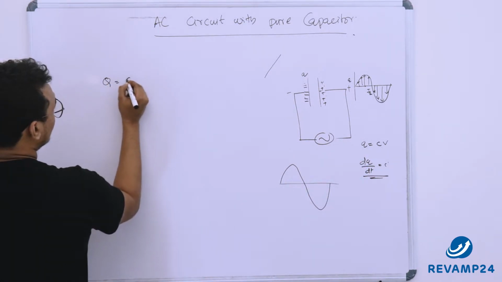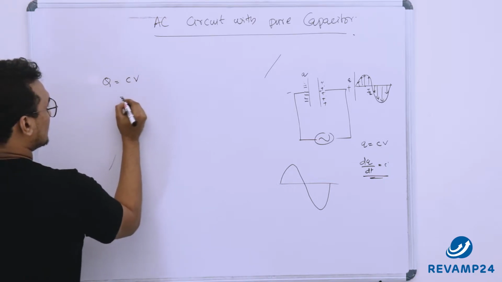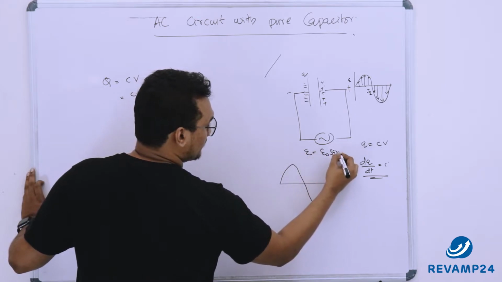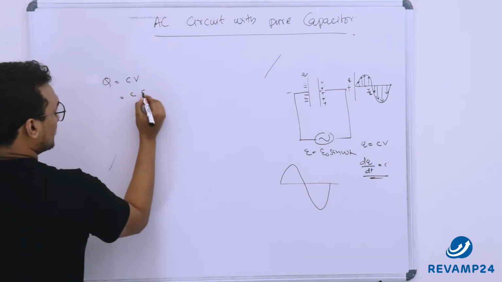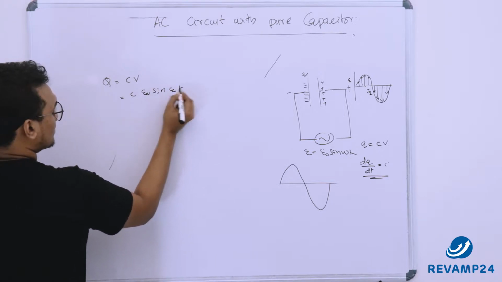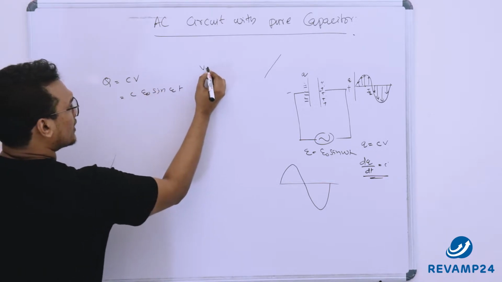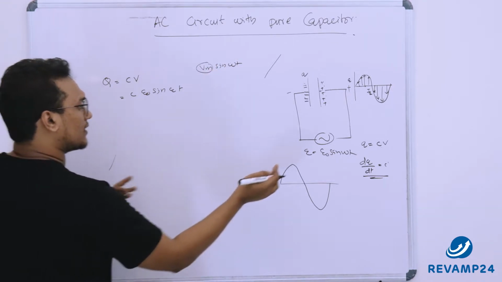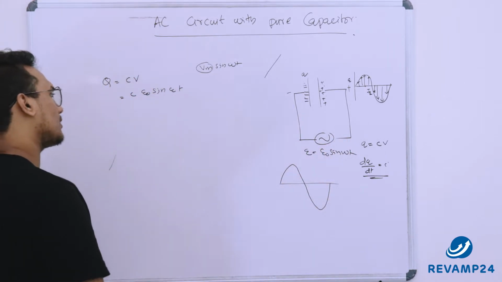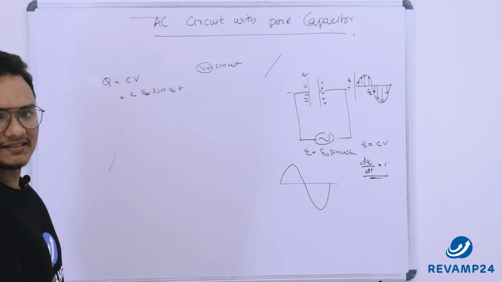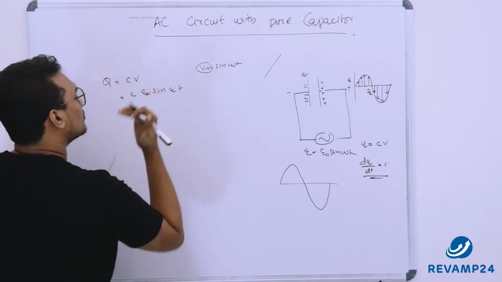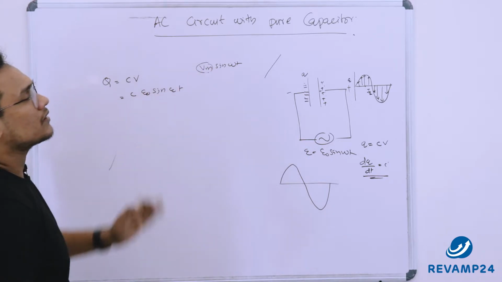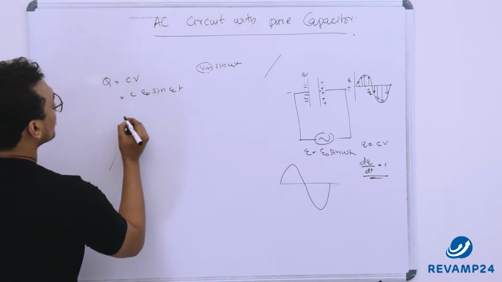So Q is equal to CV. C will not change, and the applied value of V or E is nothing but E0 sin omega t. So instead of V, I will mention it as E0 sin omega t. Either you can mention it here or as Vm sin omega t, both are the same. V is potential difference and that is nothing but EMF, both are the same here. Unless we are considering internal resistance, we could say that Vm, the potential difference or terminal voltage, is equal to EMF. Both are the same.